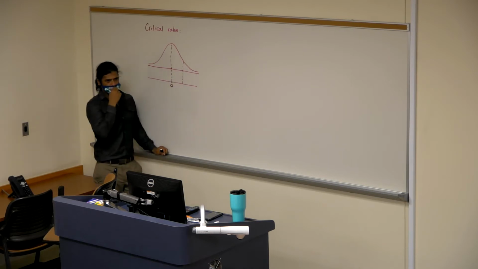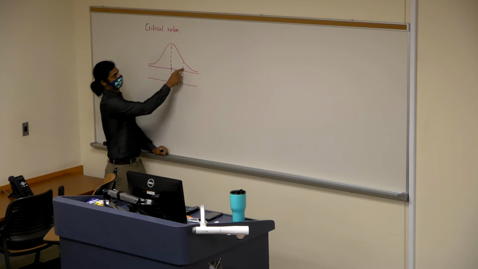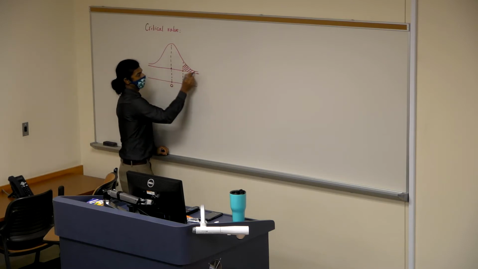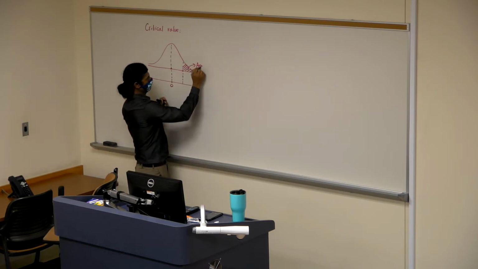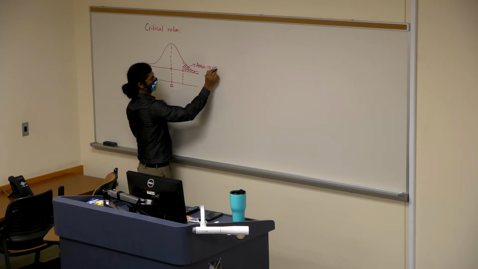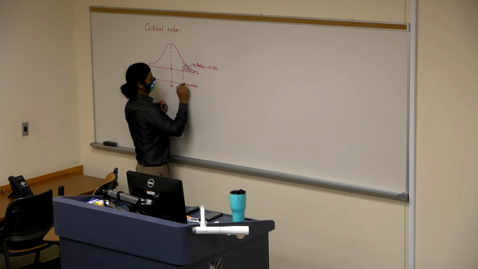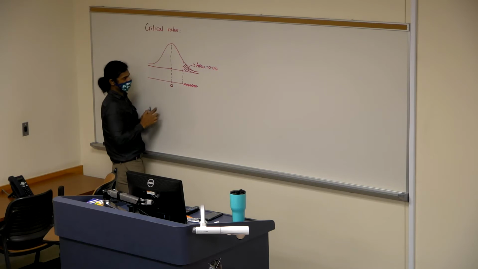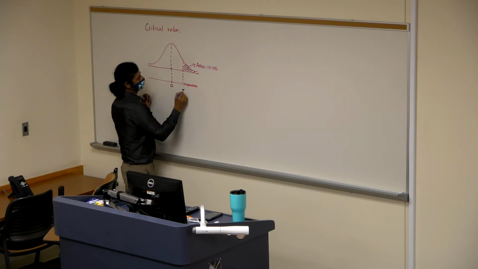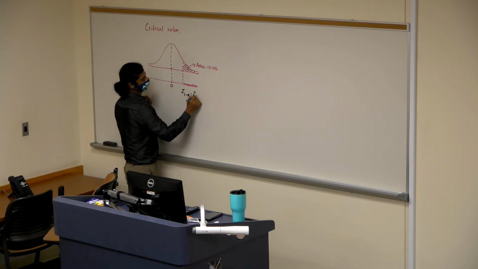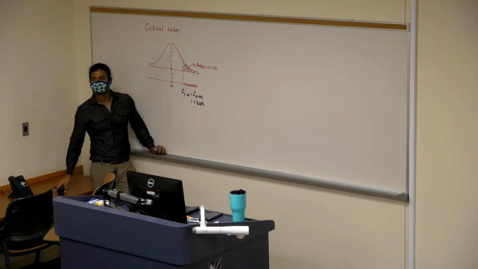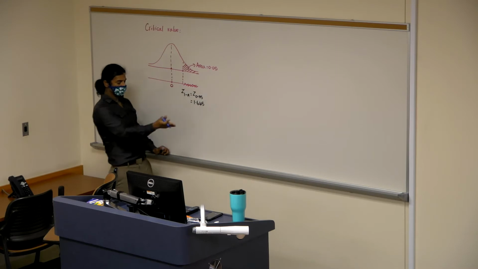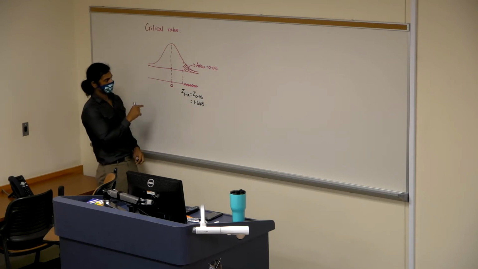And what is the area over there? 0.05. And that is our rejection region. When you plug it in the calculator, you should get 1.645. Right? The area 0.95 would get you 1.645.